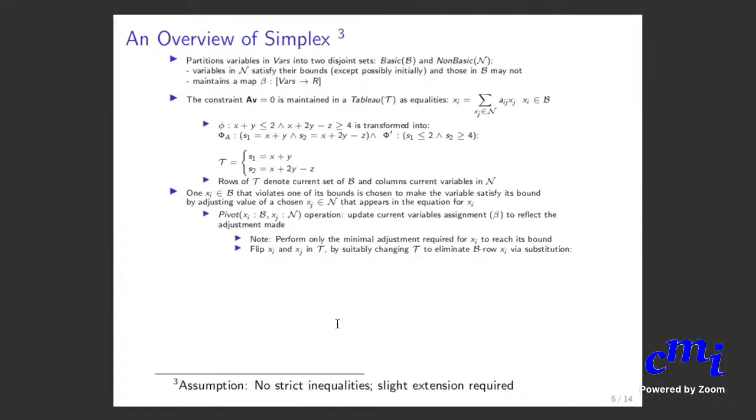Now, this AB is equal to 0, as I said, you can also express as just equations, equating those slack variables to those expressions. And that is sometimes called a tableau, okay? And that is what is maintained by simplex. And of course, each slack variable has lower and upper bound constraints. That's also fixed. This tableau is fixed in form, but its contents change. In the beginning, it will be like this.